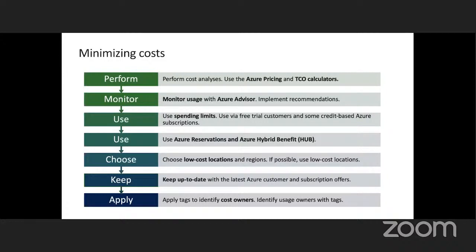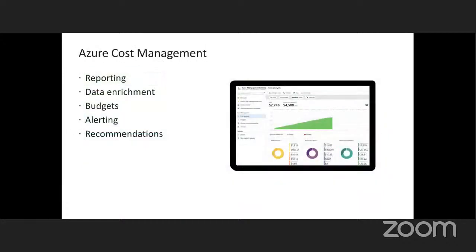Okay. Keep up to date with the latest Azure customer and subscription offers. Sometimes Azure has discounts and incentives, and it's good to be up to date and understand that. And also, as we've mentioned so many times, use tagging to control your expenses, because you can manipulate your expenses much better when using tagging. So Azure Cost Management: reporting, data enrichment, budget, alerting, recommendations. I'm sure that right now, if you take a look at your account, you're not going to see recommendations because you don't have Advisor in your Azure subscription.